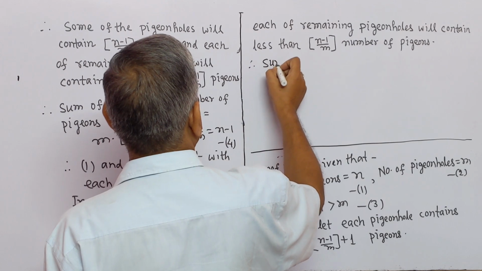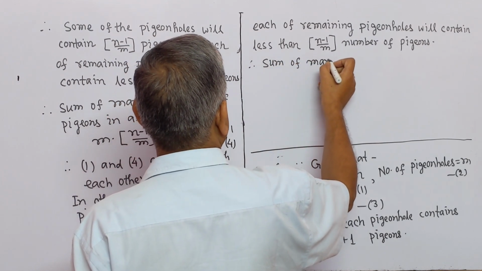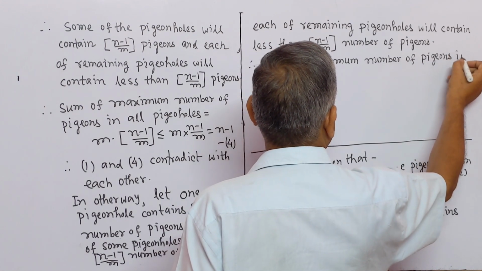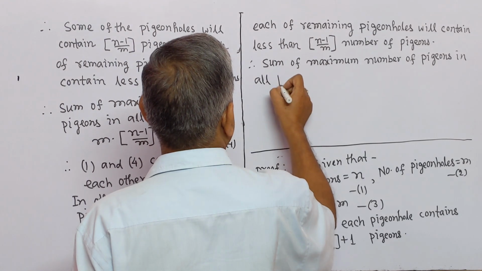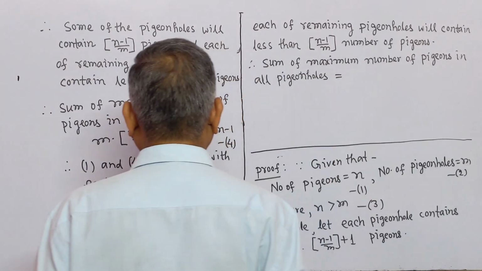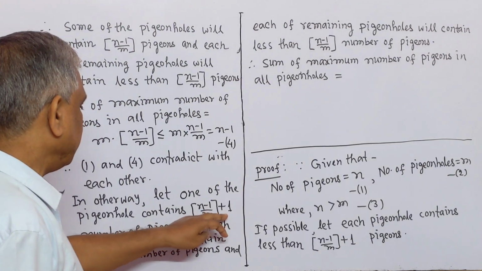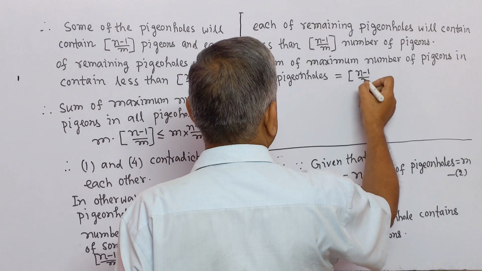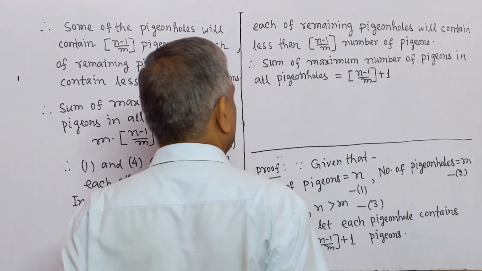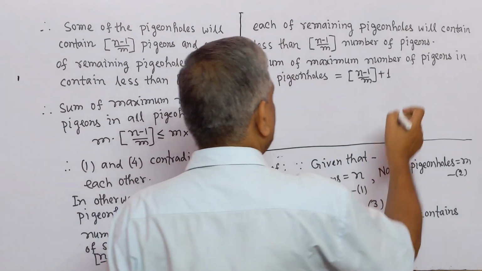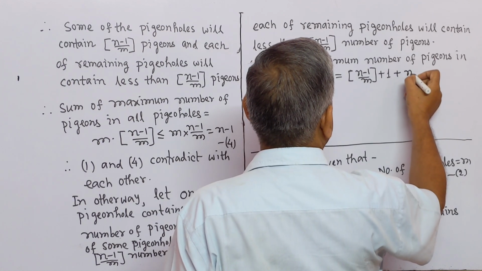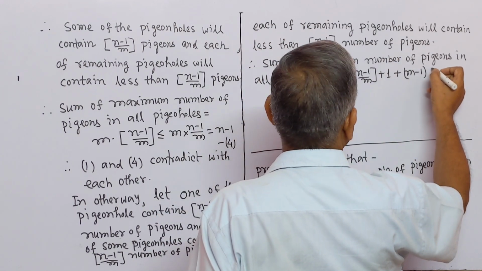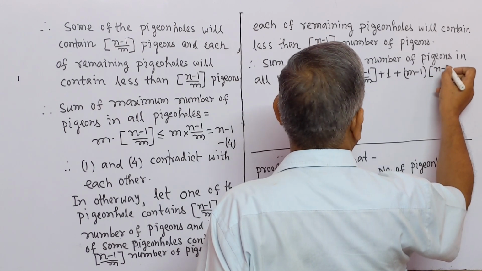Therefore, the sum of the maximum number of pigeons in all pigeonholes is equal to: in one pigeonhole the number of pigeons equal to the greatest integer function of (n minus 1) by m, plus 1, and the remaining number of pigeonholes, m minus 1, have the maximum number of pigeons in these holes, the greatest integer function of (n minus 1) by m.